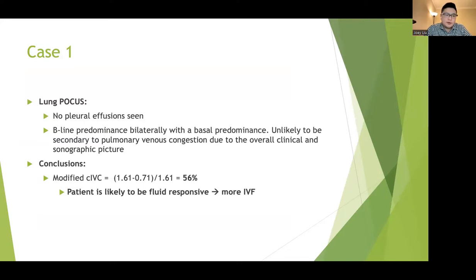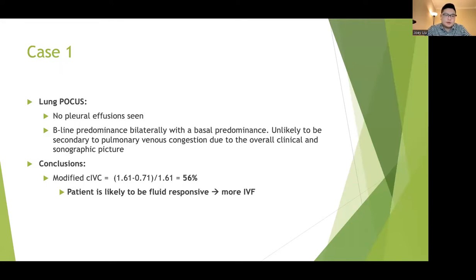And from the lung POCUS, to summarize, we didn't see any pleural effusions. We felt that there was some B-line predominance bilaterally with the basal influence there. And we thought it would be unlikely due to pulmonary venous congestion due to the overall clinical and sonographic picture in which the patient had presented with decreased oral intake, hypovolemia, leading to his presentation to the ER.